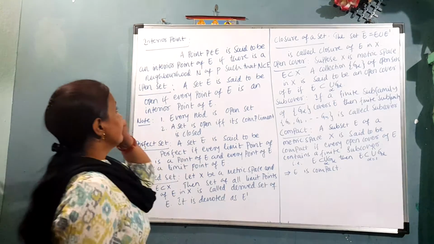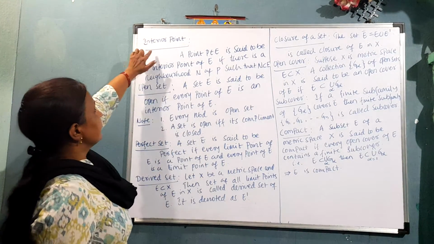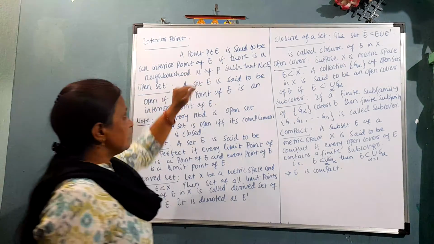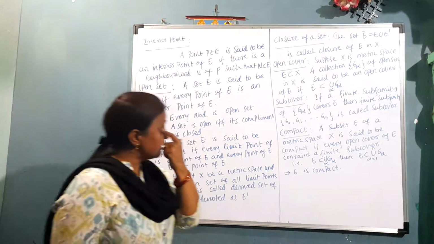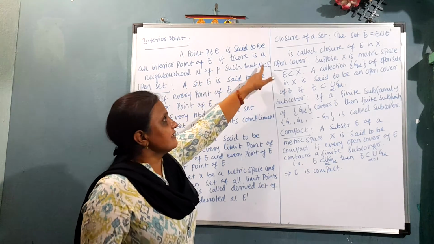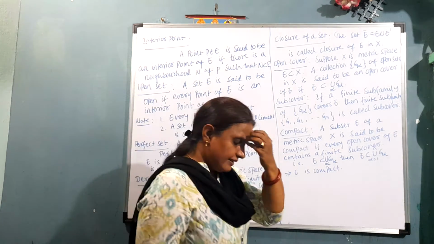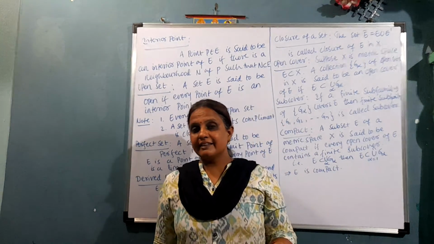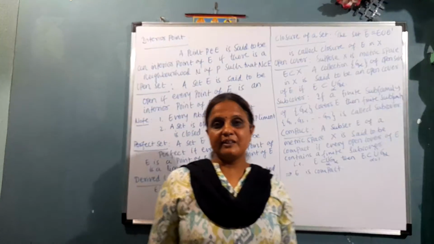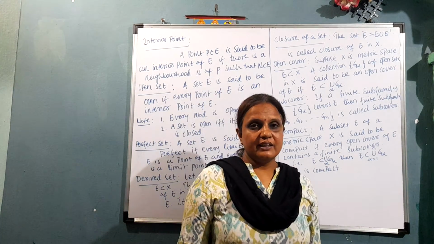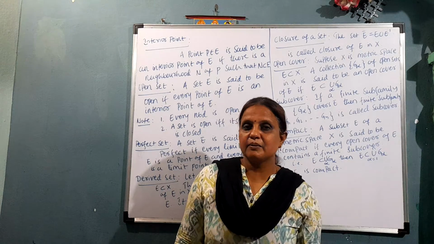Next, we will see another definition, interior point. A point P belonging to E is said to be an interior point if there is a neighborhood of P such that the neighborhood is inside E only. When we say limit point, it may be present in the set or may be outside the set. If it is present in the set, and all the limit points of that set are present in it, the set is said to be closed.